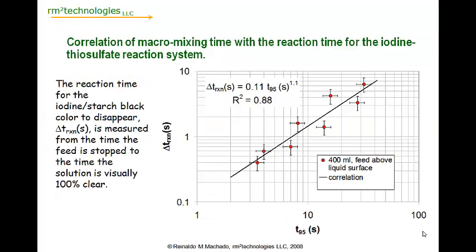From the video clips, we calculated how long the black starch iodine complex took to disappear when the feed was stopped. And we correlated that reaction time with the T95 from the previous correlations that we had for this particular reactor. And we can see that there's a reasonable correlation between the reaction time and the T95. And this would be expected for this particular reaction.